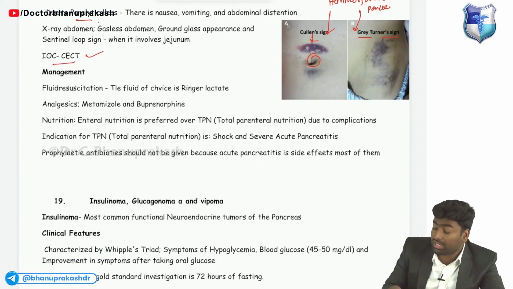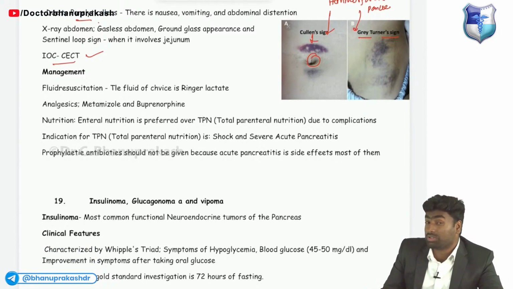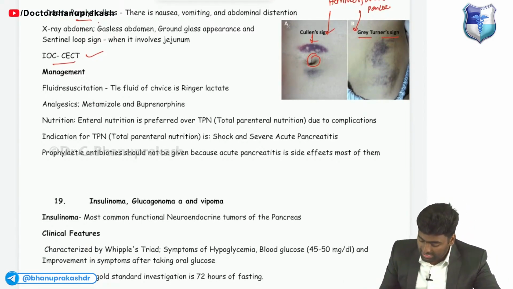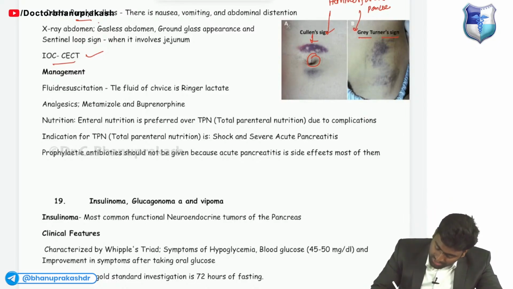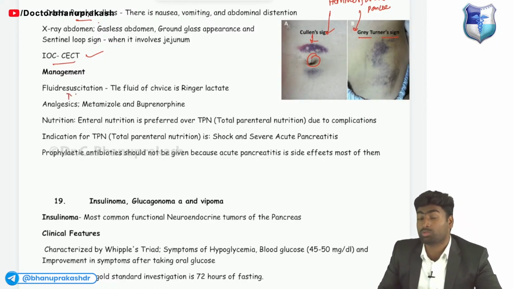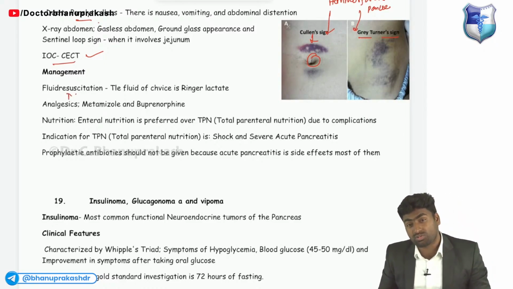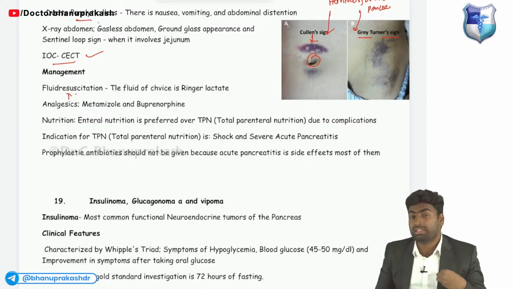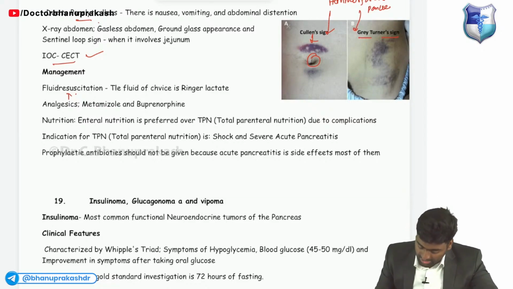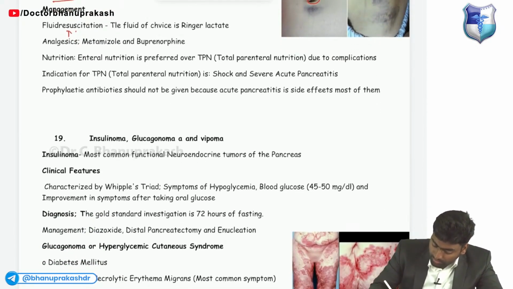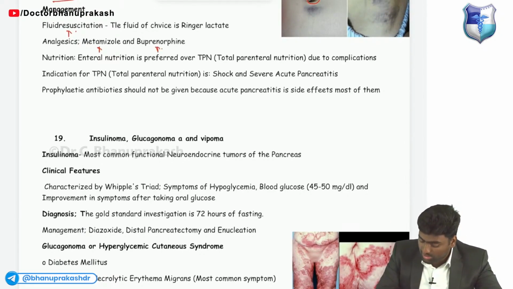And for treatment, what we need to do, enteral nutrition is better. In a case of mild to moderate pancreatitis, enteral nutrition is better than TPN. Okay. Next, we need to provide them with multiple fluids, because this pancreatitis patient will also present with the features of vomiting. Fine. And as there is pain, we need to provide analgesics like methimazole and buprenorphine.